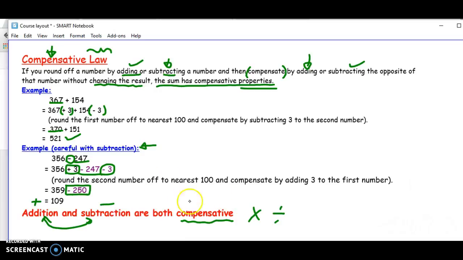You need to memorize this law. Memorize the name of the law. It's important that I know your name. It's important you know my name. So it's important that you know the law's name.